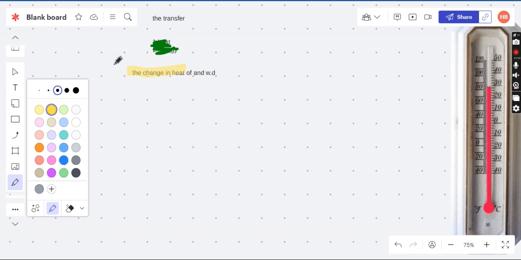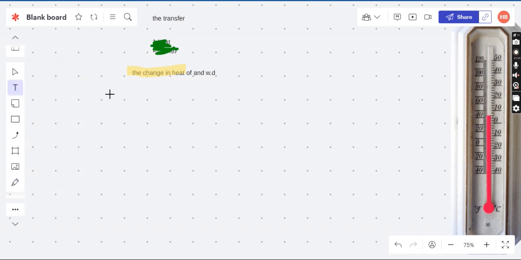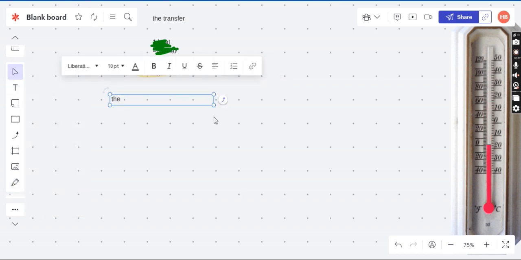So first of all, what is the definition of heat? Heat is basically the transfer of energy. The transfer of energy between the system and surroundings is known as heat.